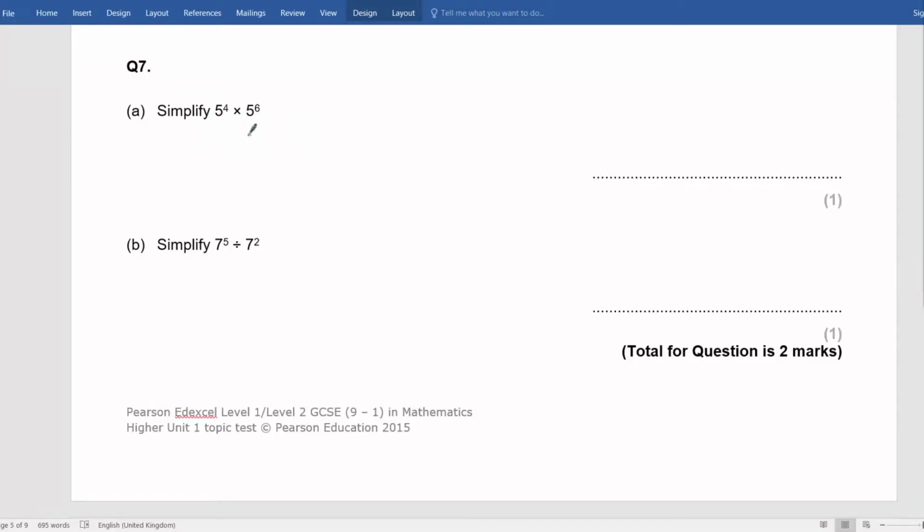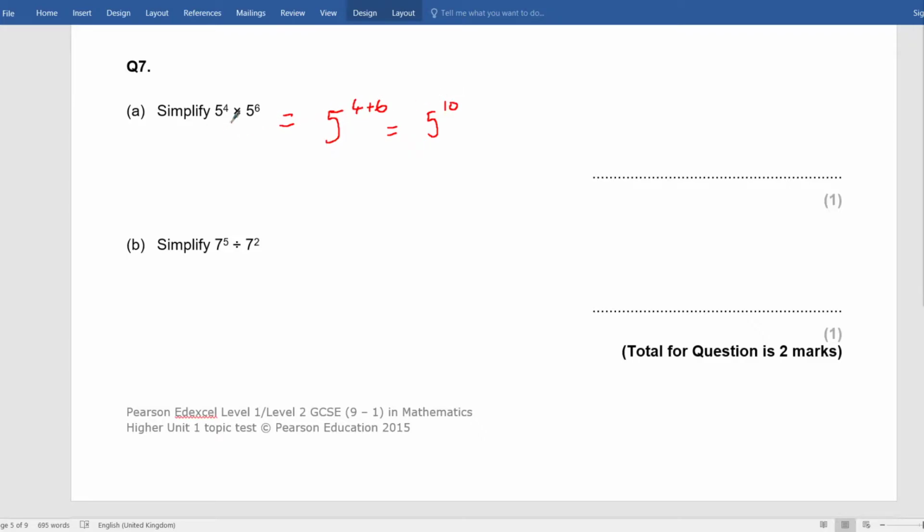Okay, question 7. As you know, when you multiply two numbers and the base is the same, what you do to the powers is add them. So in this case, very simple question. You keep the base as 5 and add the powers 4 plus 6, because we've got times in them. So what we end up with is 5 to the power 10.